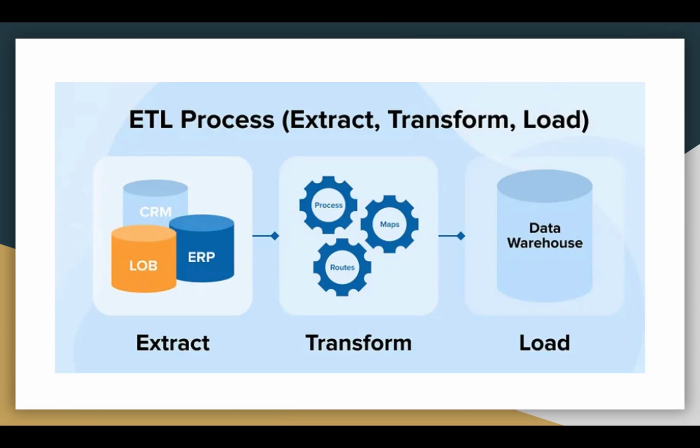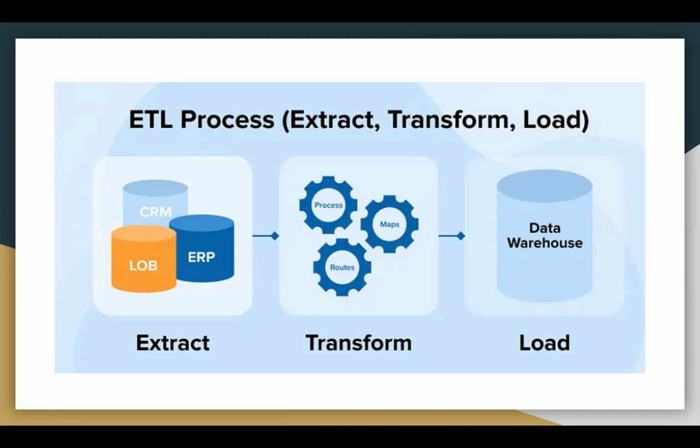After extraction, we move on to the transform stage where the real work happens. Raw data is often messy, inconsistent, and not ready for use. The transform step ensures that this data is cleaned, enriched, and structured. Here are some transformations: data cleaning, removing duplicates, handling missing or null values, and standardizing formats.